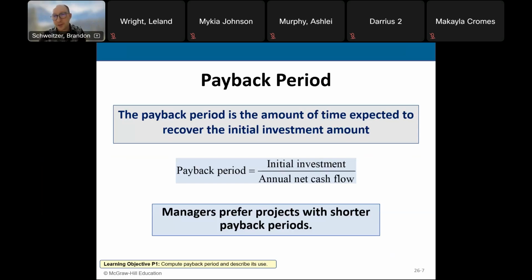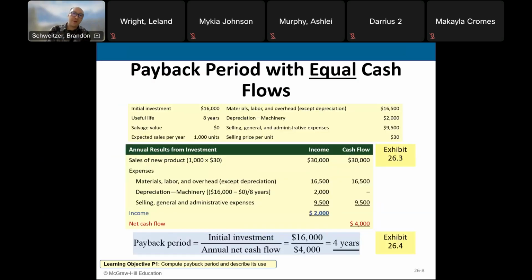Now, ideally, I want this amount of time to pass to be as short as possible. Right? The shorter the payback period, the better. Now, here we have an example. And in this example, our company has what we call equal cash flows. Equal cash flows means that we have the same amount of net cash flow every single year.